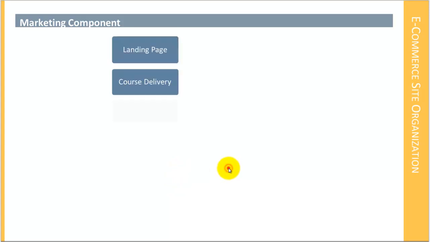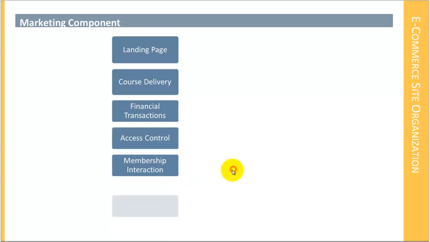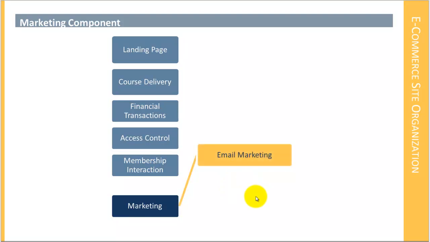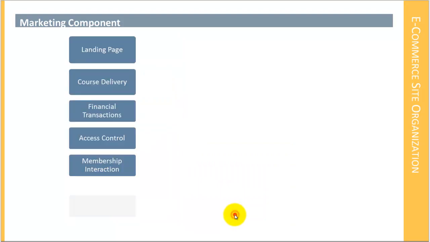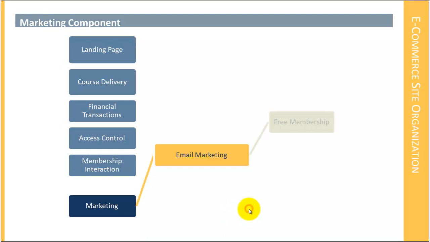And then finally, we come down to the marketing section. Now, the marketing section is really going to have three broad categories. The first part of it is going to be email marketing. The second part will be attracting search engine attention. And the third part is going to be an affiliate marketing program. My finger's going to get tired of clicking these buttons.